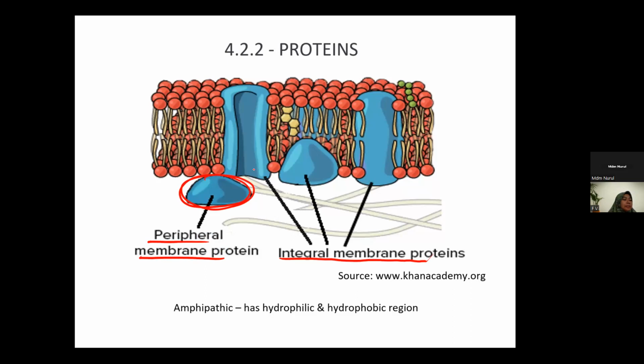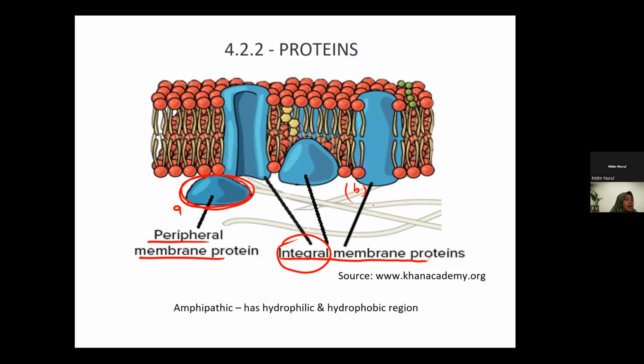Peripheral membrane protein. Okay, kalau jenis yang menembusi plasma membrane, walaupun separuh plasma membrane, kita akan panggil dia integral. You can see they are menembusi. Dia macam terowong yang menembusi plasma membrane tu. Okay, right. Yang ni pun soalan suka tanya. What is the difference between protein A and protein B? So you kena tahu nama satu, nama dia apa? Nombor dua, sifat dia macam mana.